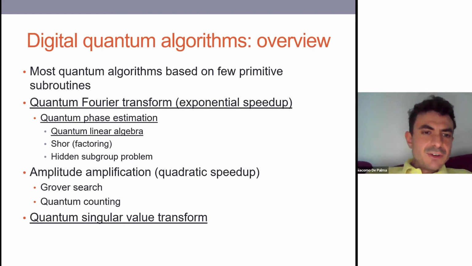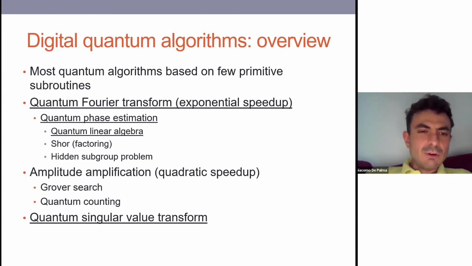So amplitude amplification will not give you an exponential speedup in solving problems, but on the other hand, it's much more flexible and can be applied to problems which do not have any kind of structure. For example, the most famous application of amplitude amplification is Grover's quantum search algorithm, which allows you to find a marked item in an unstructured database in a time which is proportional to the square root of the number of entries of the database.